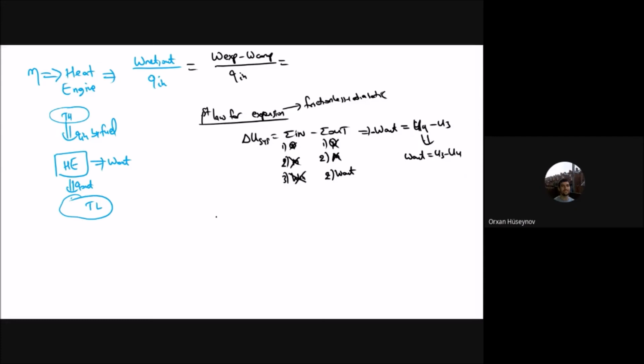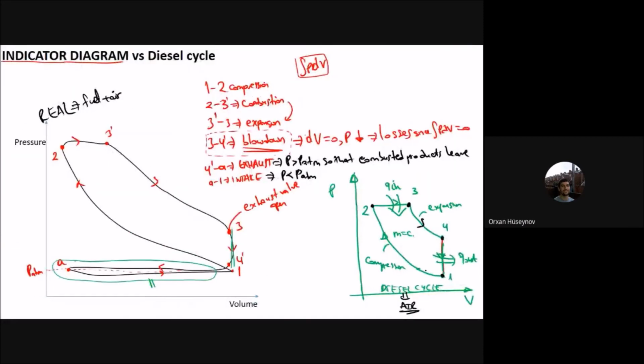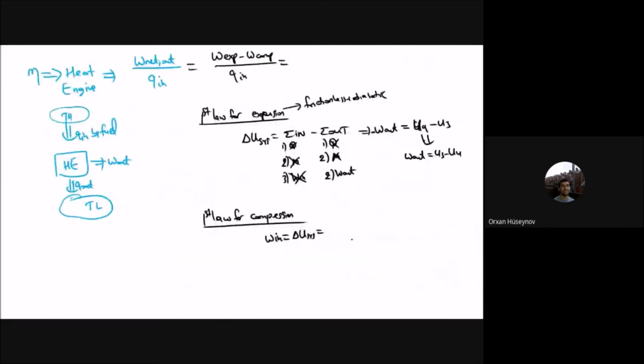Now for the work in, if you write the first law for work in or compression, you will get the same logic here. Your work in will be equal to, again, delta U of the system, and delta U of the system will be from 2 minus 1, so U2 minus U1. Now let's write the values and calculate these ones. You will calculate by yourself.